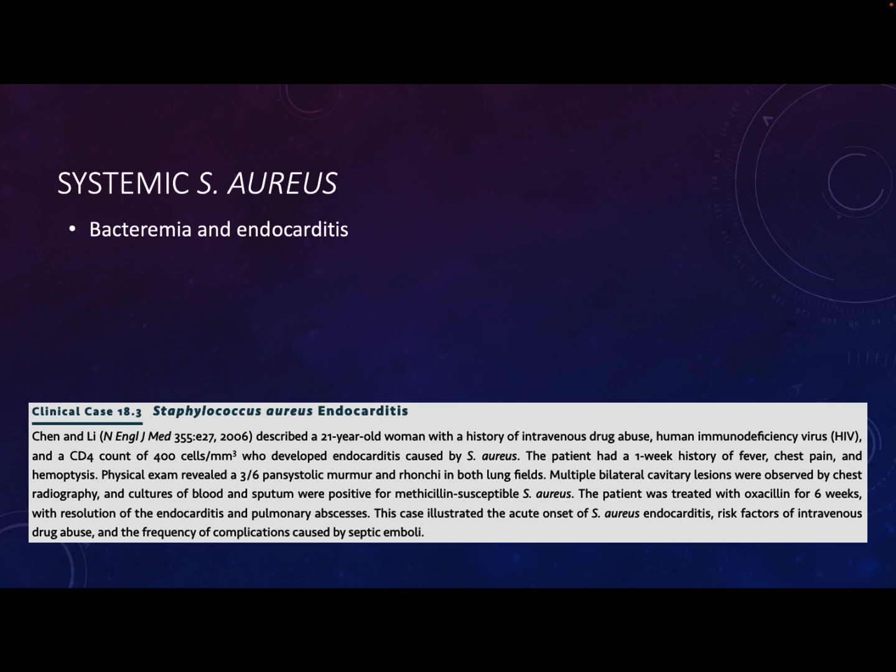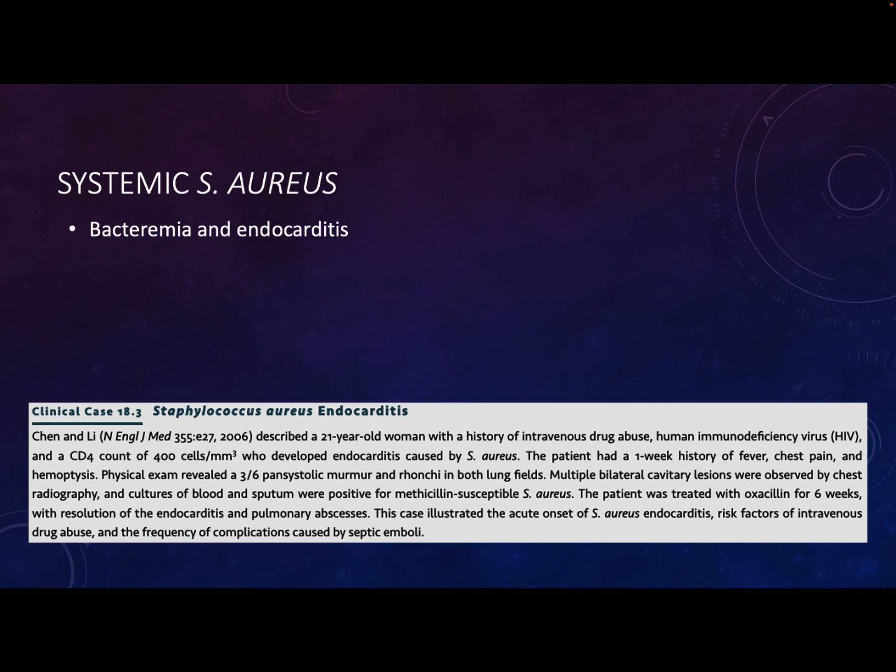Staph endocarditis: a 21-year-old woman with a history of IV drug use, HIV, and a relatively low CD4 positive T cell count. She doesn't have AIDS. The count is high enough that we wouldn't call this AIDS, but it's not great. So she developed endocarditis caused by Staph aureus. She had a 1-week history of fever, chest pain, blood issues. She had a heart murmur.